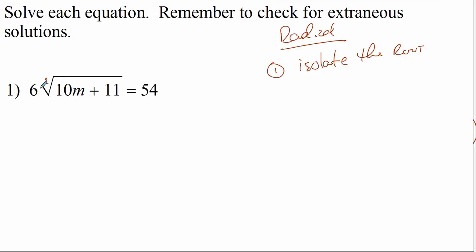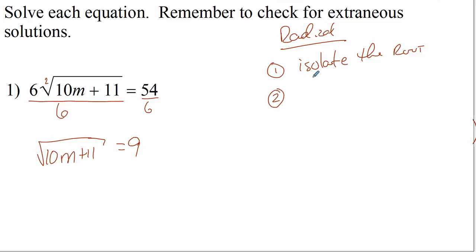So in this one here, it's 6 times that root. Well, I need to get rid of the 6 because the 6 is not underneath it. So what I'm going to do is divide both sides by 6. That's a novel concept, right? So I have the square root of 10m plus 11 equals 9. Once you isolate, it could be adding, subtracting, multiplying, dividing to both sides. In this case, it was just straight up division to both sides. We'll get to some other ones where it'll be a little bit different, but the same general concept: isolate the root.